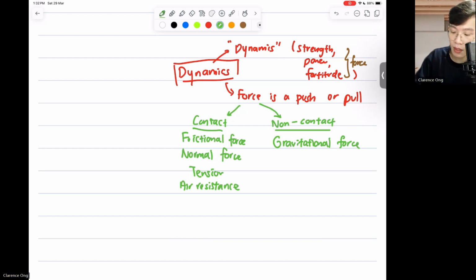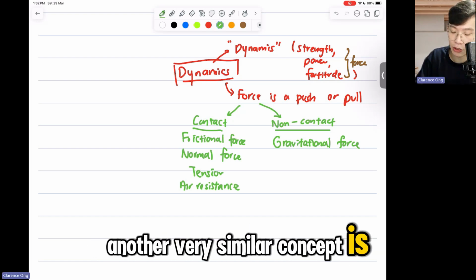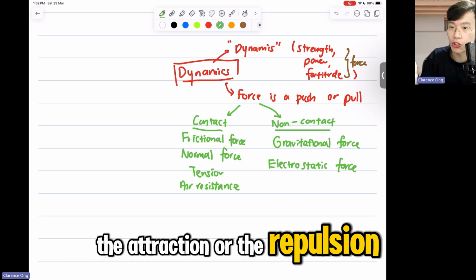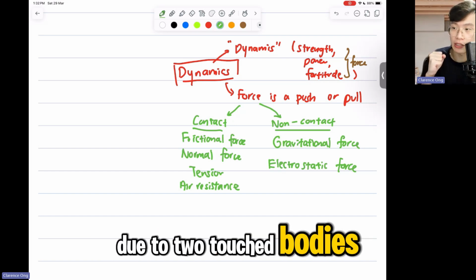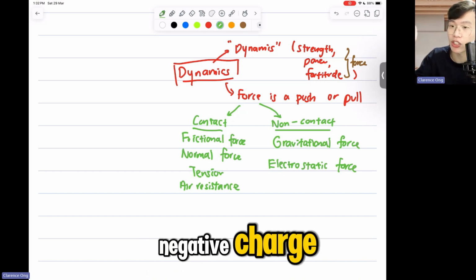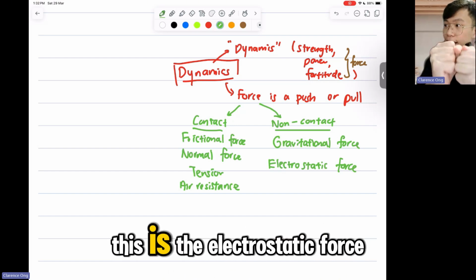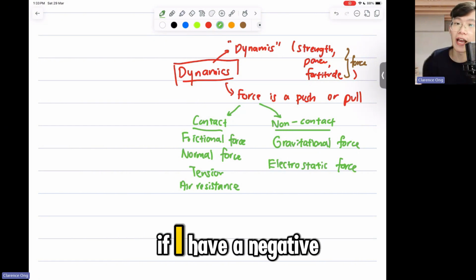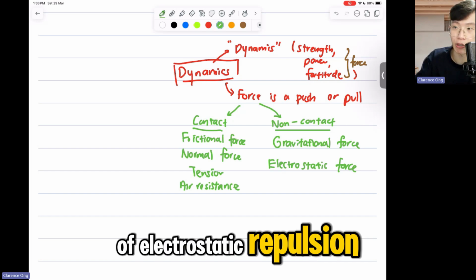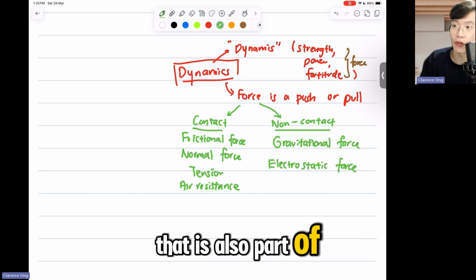Okay. Another very similar concept is your electrostatic force. Electrostatic force is the attraction or the repulsion due to two charged bodies. Okay, so if, for example, I have a positive charge and I have a negative charge, there will be an attraction. This is the electrostatic force. If I have a negative charge and I have a negative charge, there will be some form of electrostatic repulsion. That is also part of your electrostatic force.